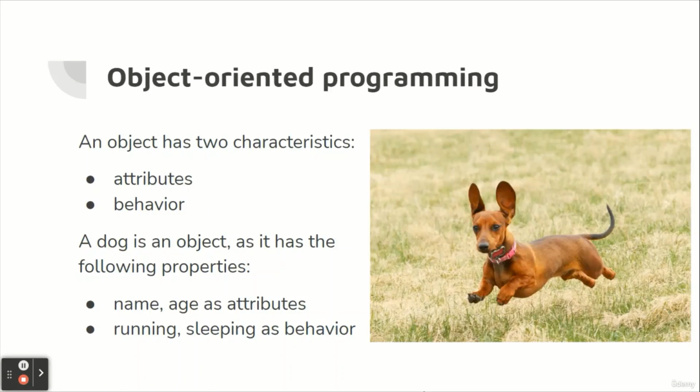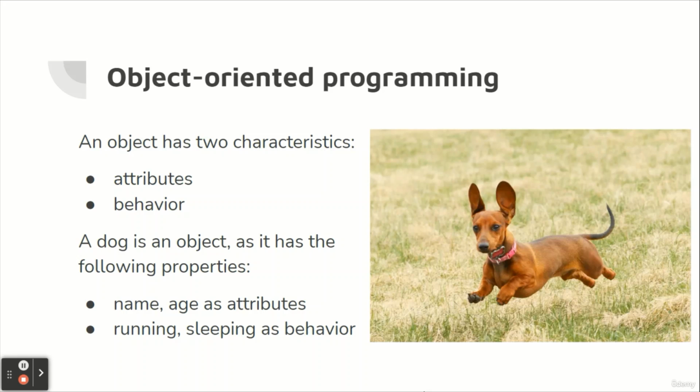Python is a multi-paradigm programming language. It supports different programming approaches. One of the popular approaches to solve a programming problem is by creating objects. This is known as object-oriented programming. The concept of object-oriented programming focuses on creating reusable code.